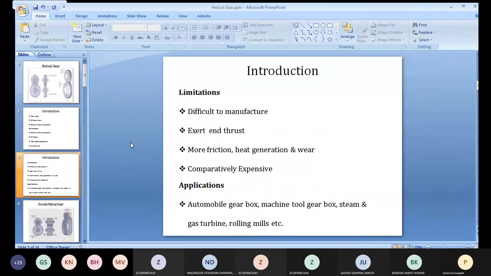It creates more friction, heat generation and wear. Can anybody tell me why this happens in helical gear? More friction, more heat generation. Why? In helical gear, as per the structure you have drawn, what is the logic? Anyone can tell me?